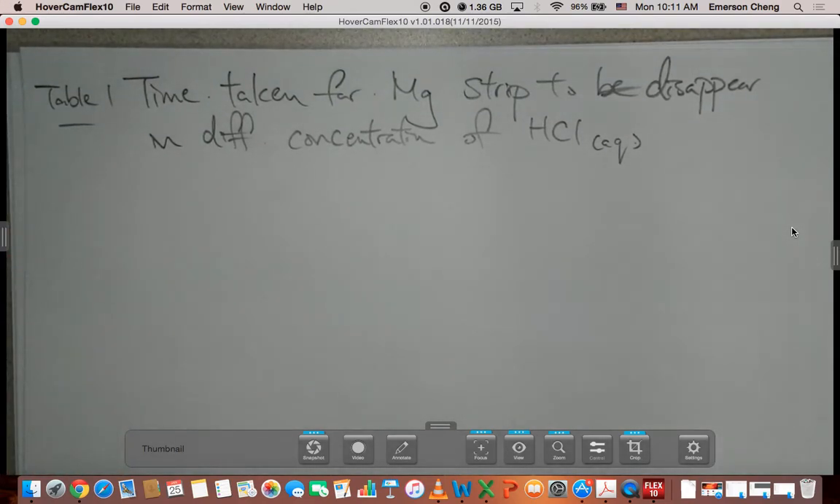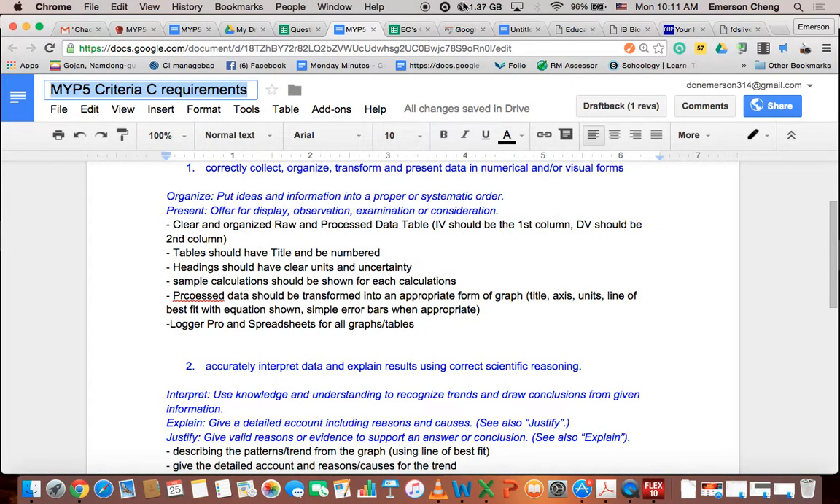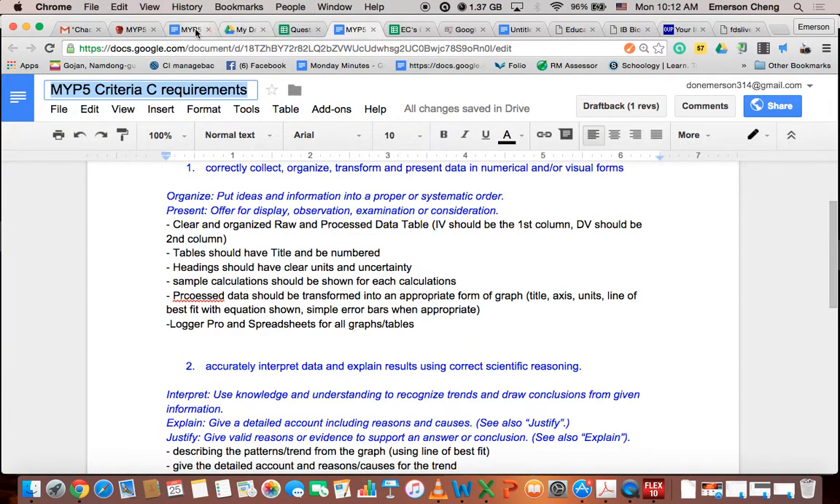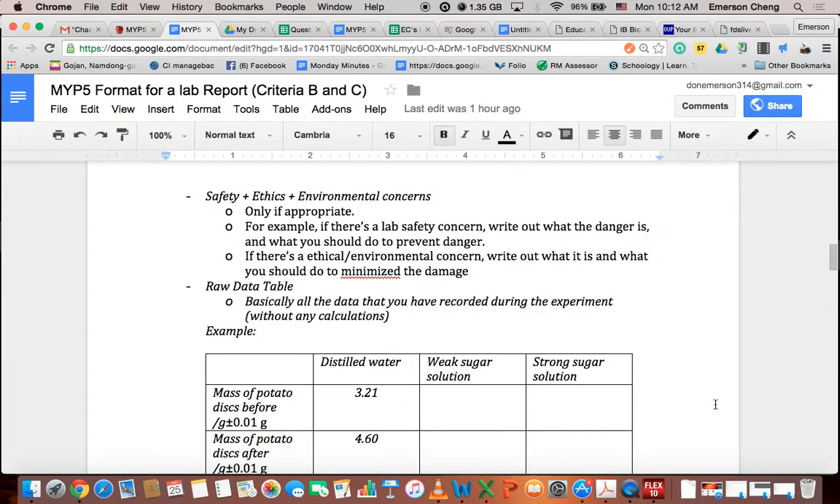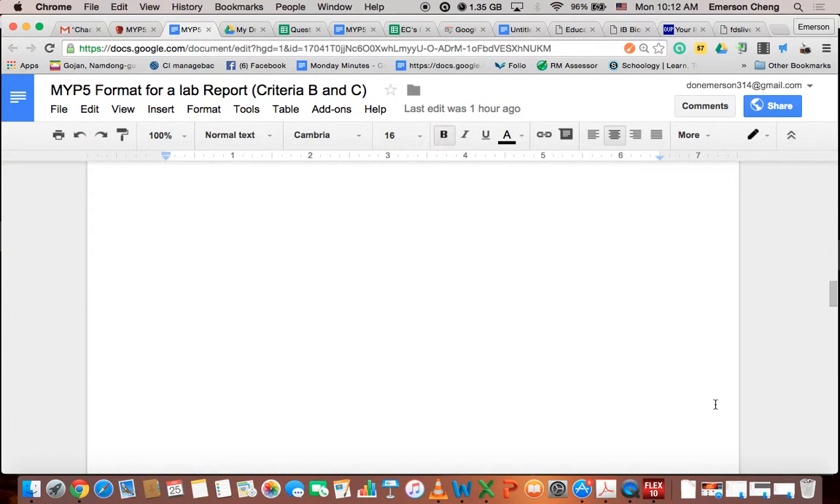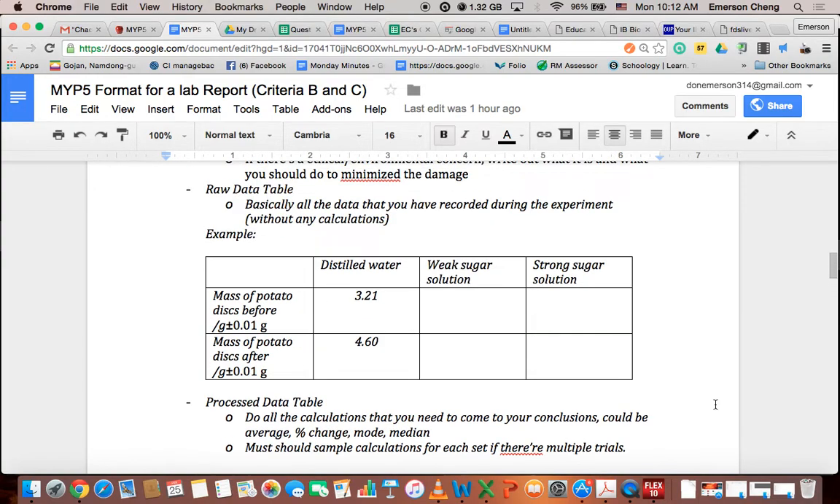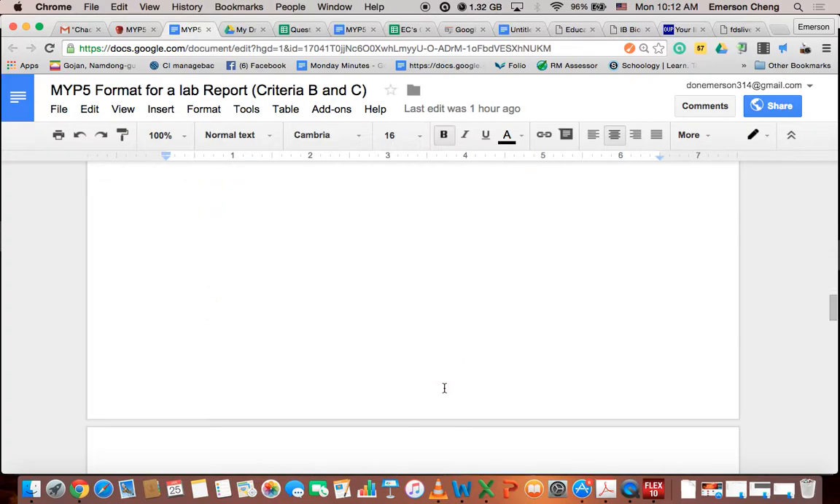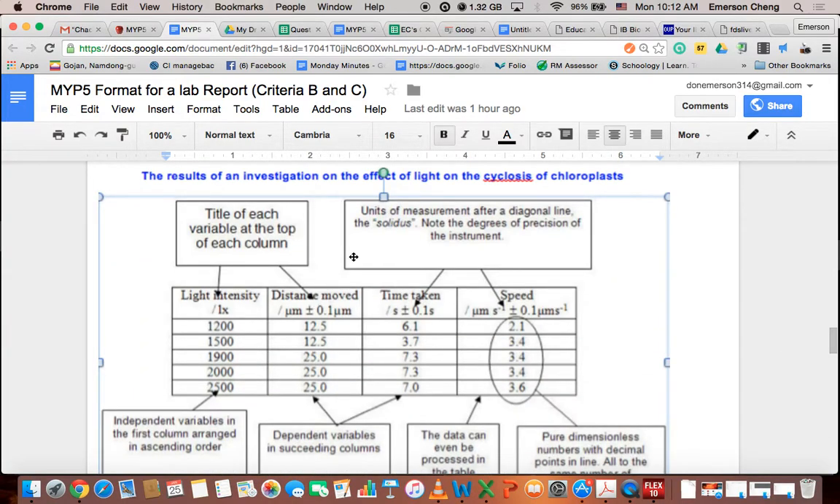Now, in terms of headings needing to be clear, with units and level of uncertainty, I've also put on the website a lab report format guide. The lab report format guide, as I said, is something I used to give to my other students from other classes. I want you to look at the following format. Now this is a bad example, but this is actually the format you should have.